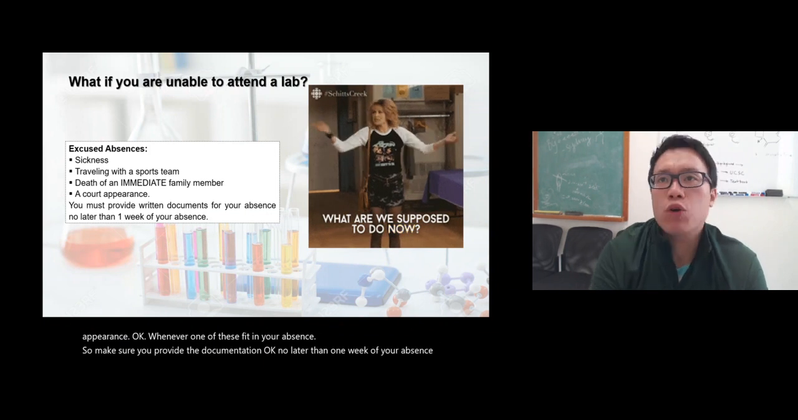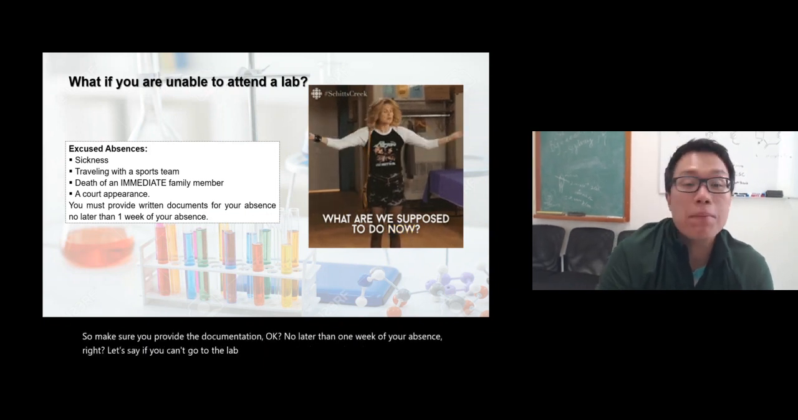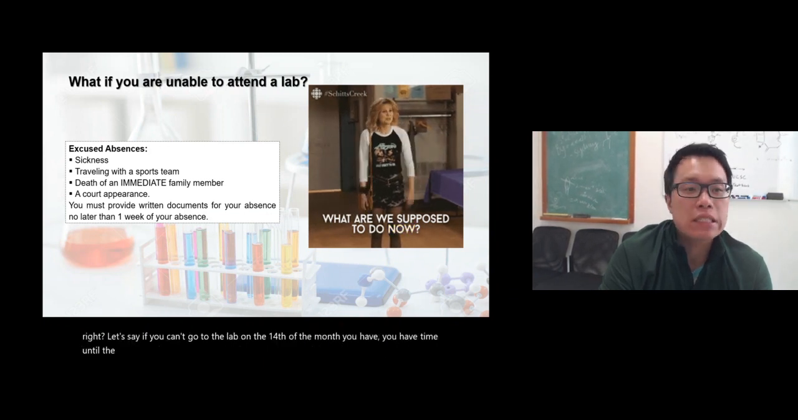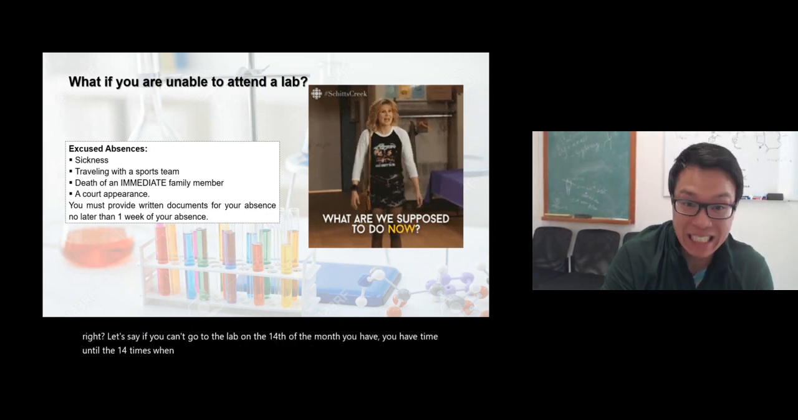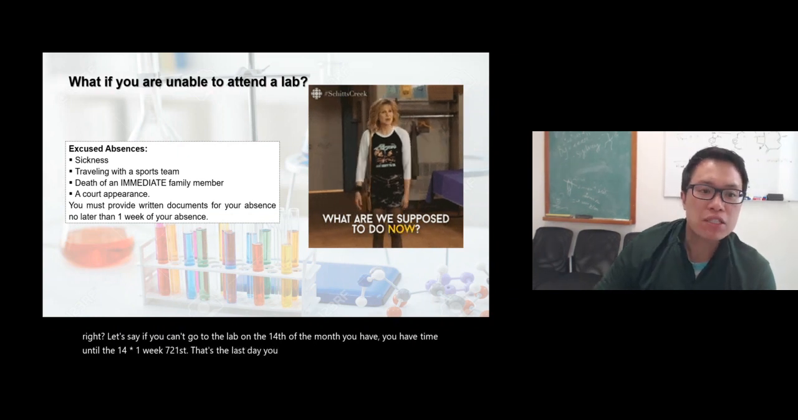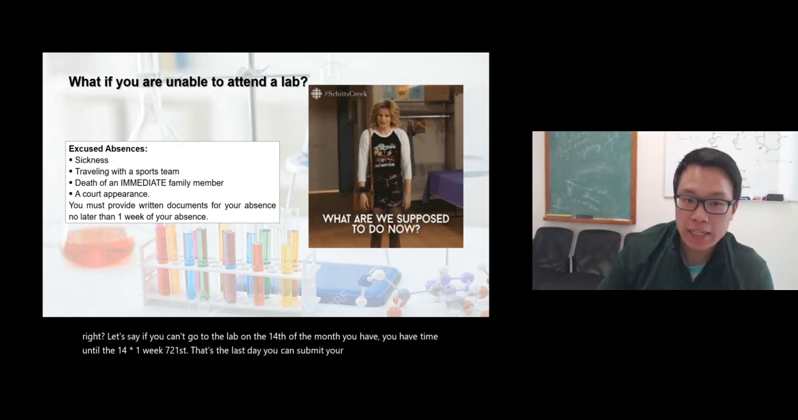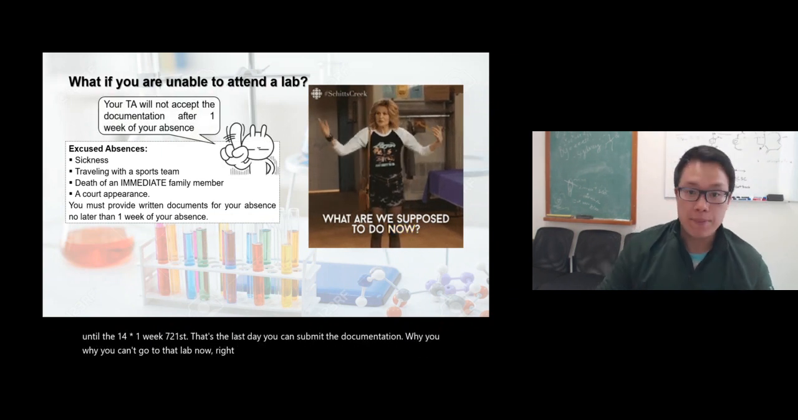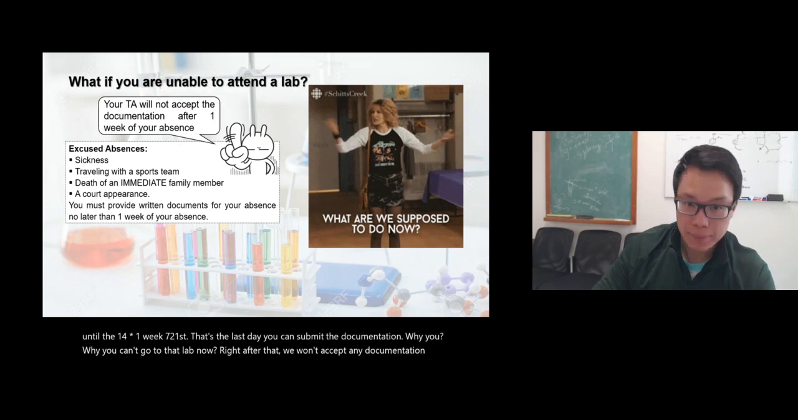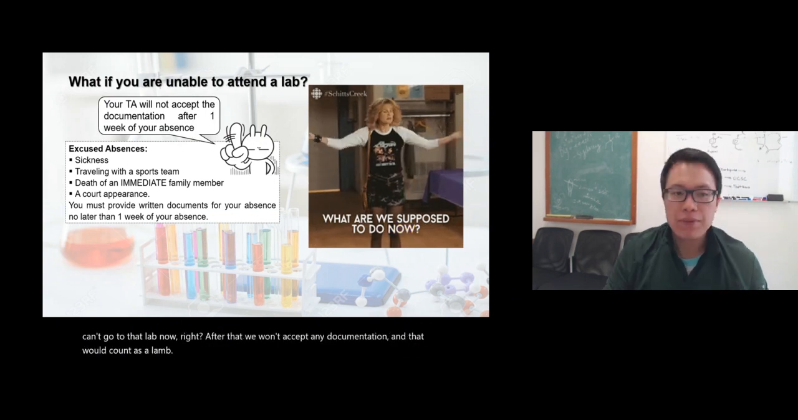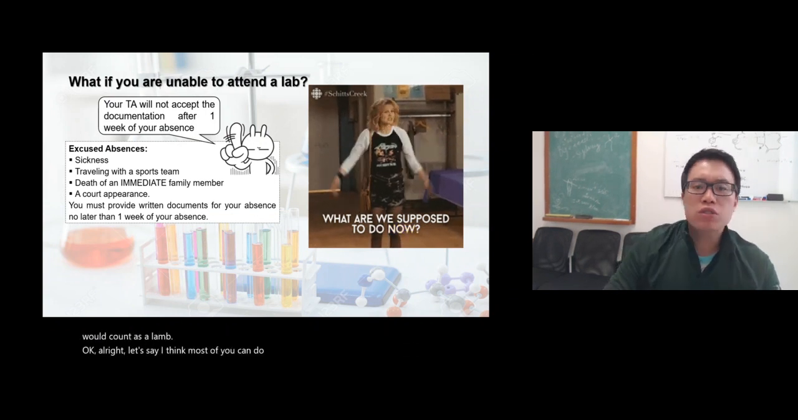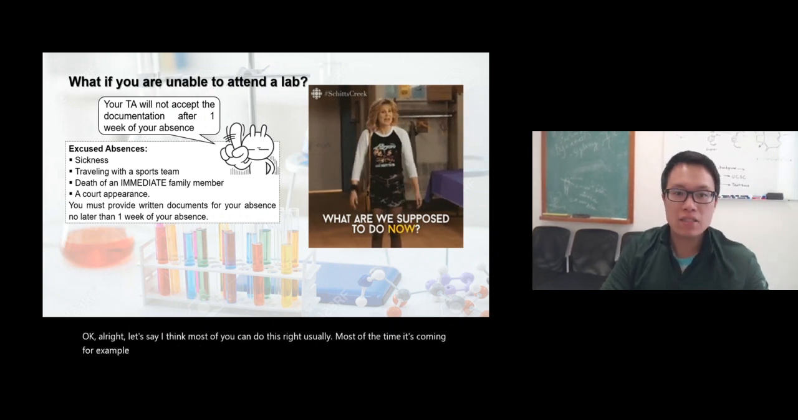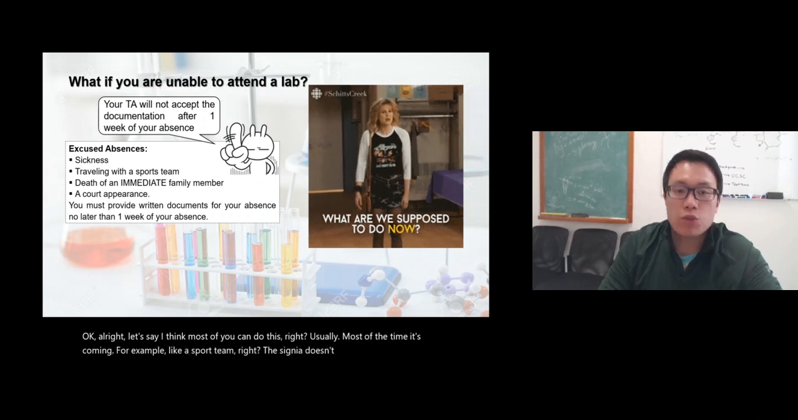Let's say you can't go to the lab on the 14th of the month. You have time until the 21st, one week later. That's the last day you can submit the documentation for why you couldn't go to that lab. After that we won't accept any documentation, and it will count as a lab absence. I think most of you can do this. Most of the time it comes up with, for example, the sports team.